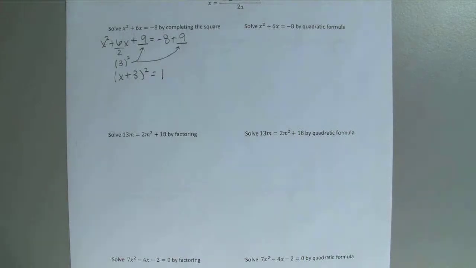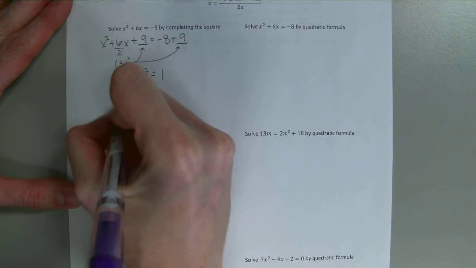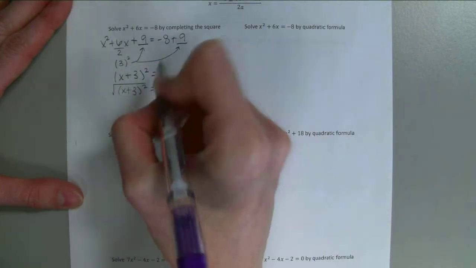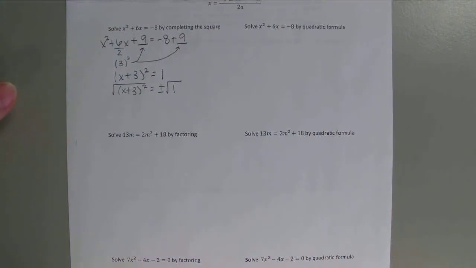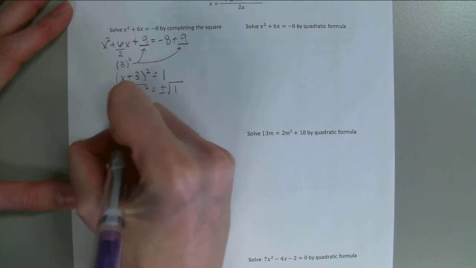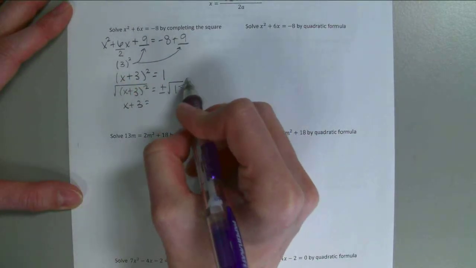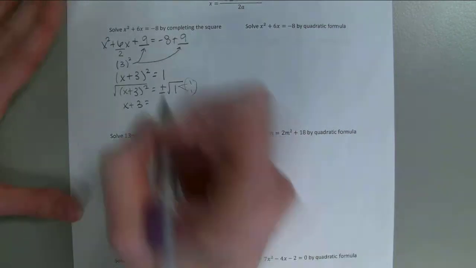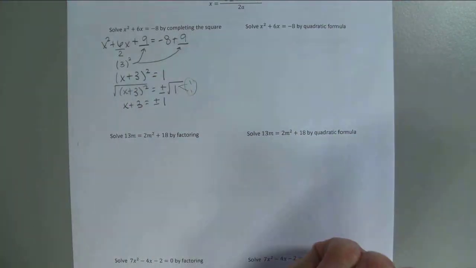And at that point, guys, we've made a perfect square trinomial where we can just take the square root of both sides. So the square root of x plus 3 squared, and then remember we put a plus or minus in front of the 1 when we take its square root. The square and the square root are inverse operations, so x plus 3 pops out. On the right-hand side, you can break that down. What's the square root of 1? 1. So x plus 3 equals plus or minus 1.